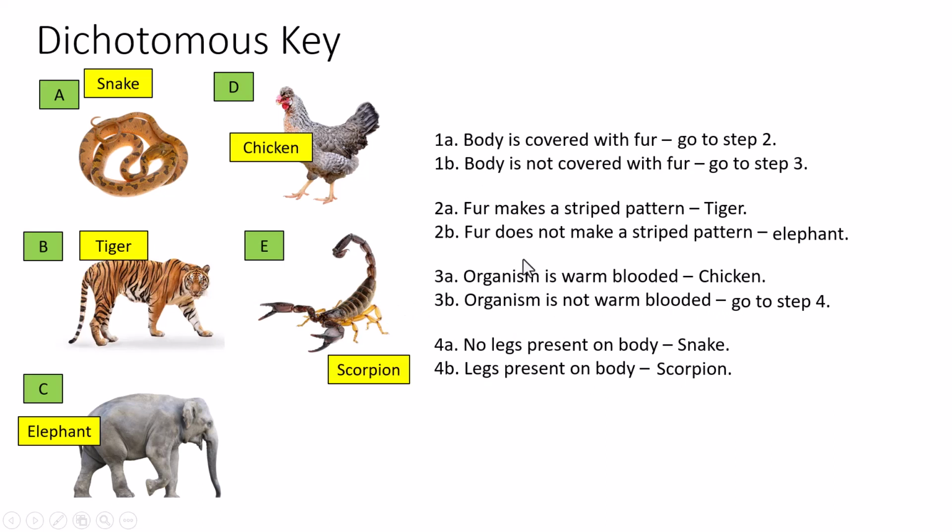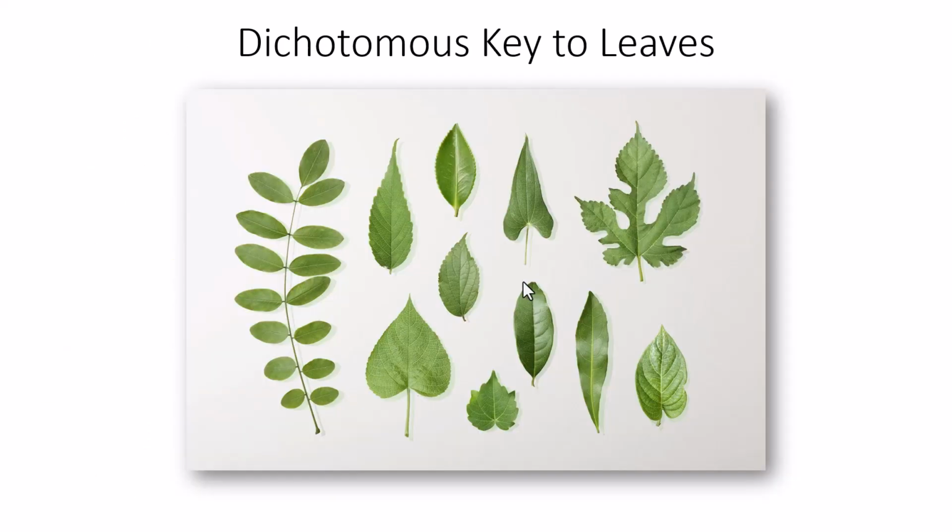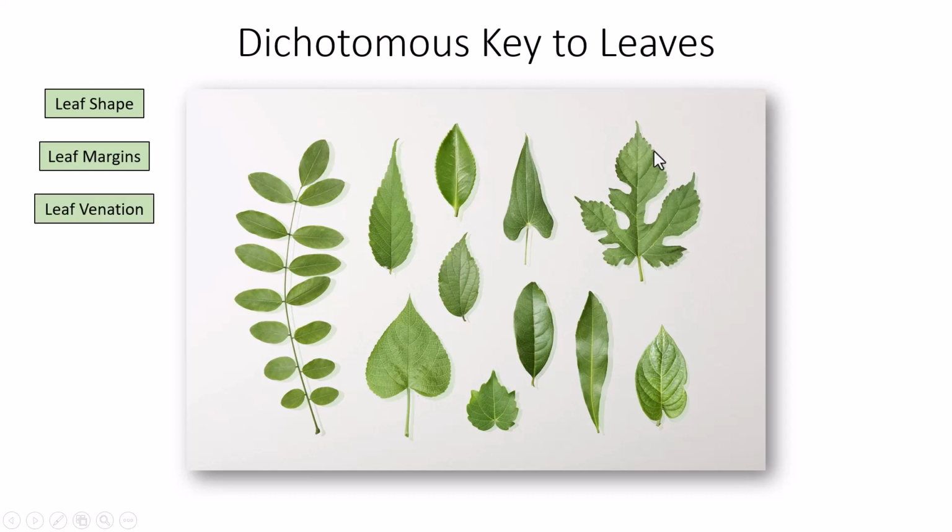So we use these statements to classify all 5 of these organisms, and we therefore classified all of them accurately and successfully. You can use dichotomous keys to classify plants, especially around the shapes of their leaves, but shape is not the only thing. We can classify leaves based on leaf shape. We can also classify them based on leaf margins, which is the boundary and how smooth or how jagged the leaf margin is.